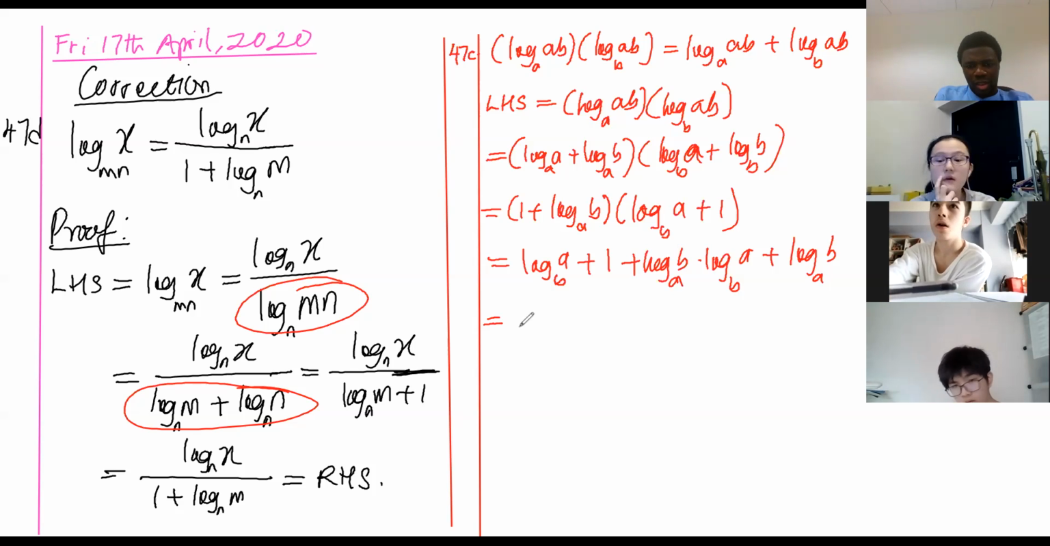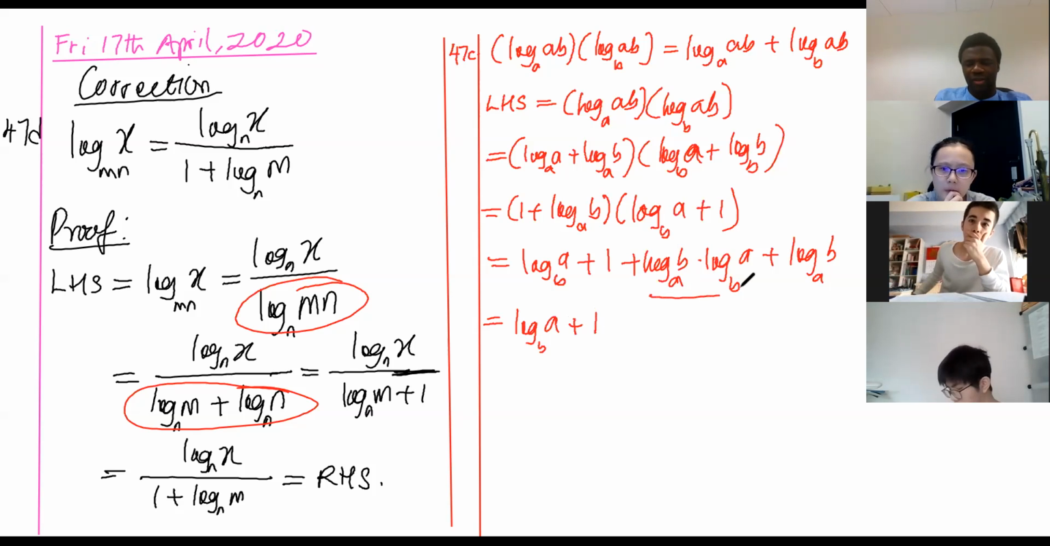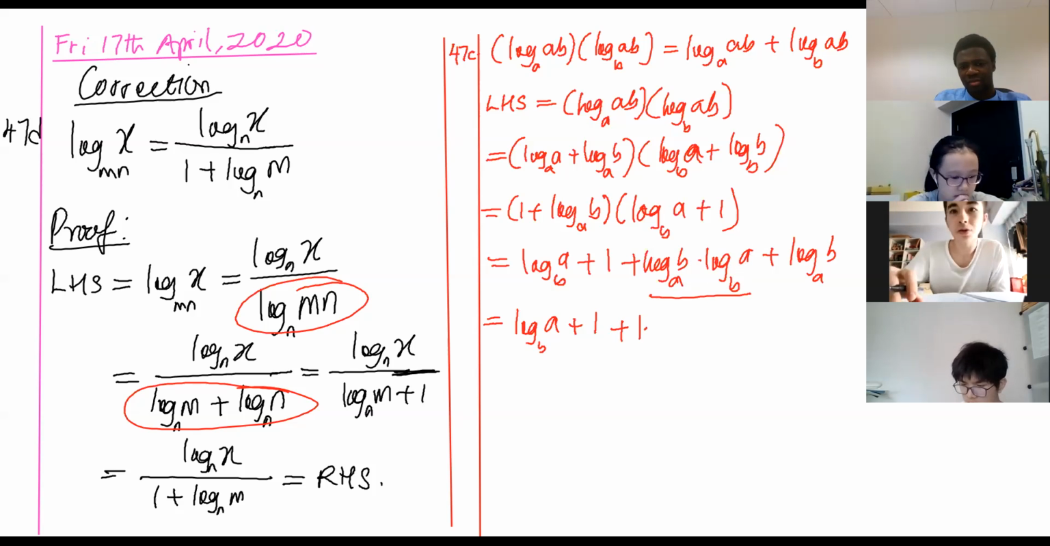This is log B A, you can simplify this first. This can be simplified because they look like they swap positions. Right? They equal to 1 when multiplied together. Isn't that one of the proofs? That's 47A. Can you see 47A? So that's 1. So if you have done 47A, you just put 1 here.